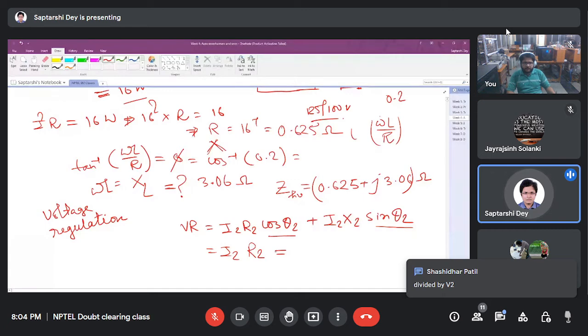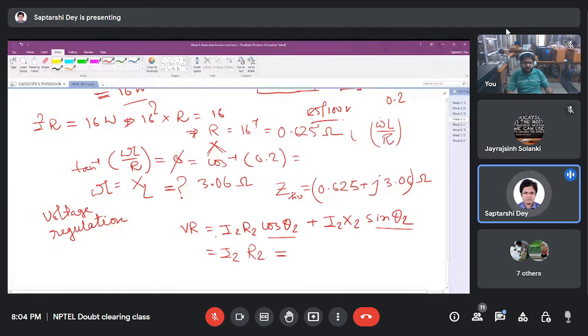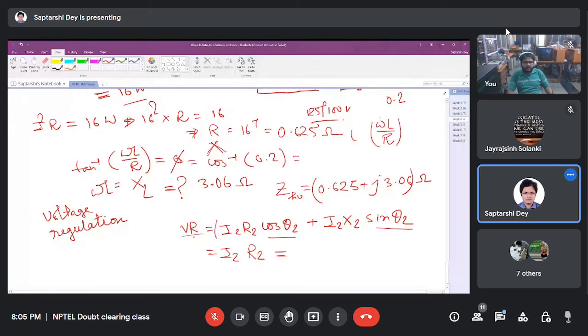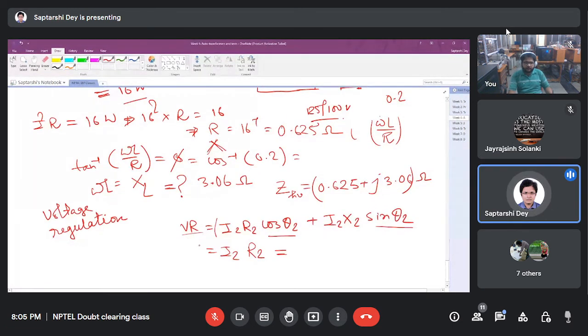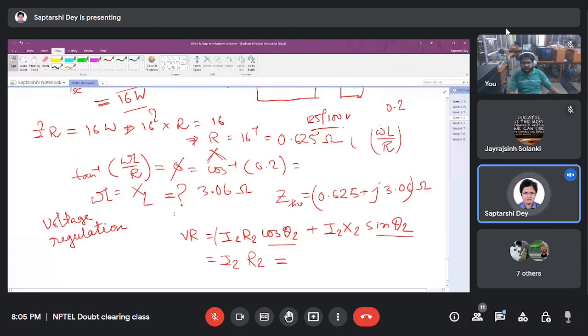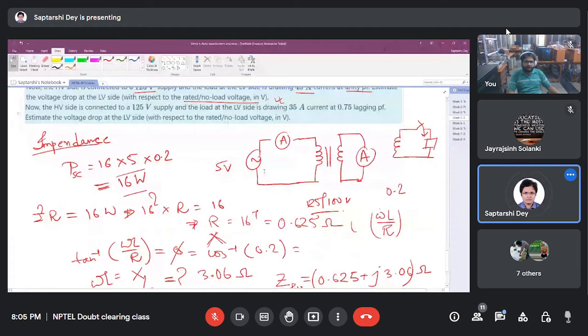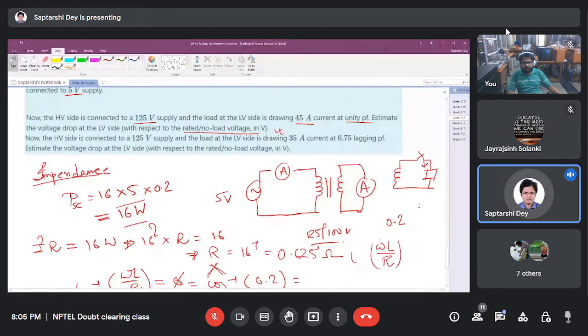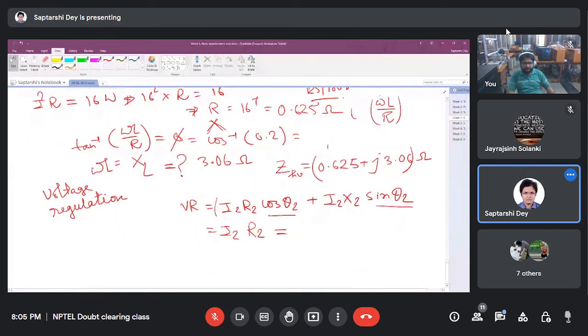Divided by V2 gives you the, what is that called? Per unit voltage regulation. I am talking about voltage regulation. See, IR and IX have the dimensions of voltage. If I divide by the secondary voltage, it becomes dimensionless, that is per unit voltage regulation. But here we have been asked to find out the voltage drop magnitude. So what is I2? It is given, it's 45 ampere.